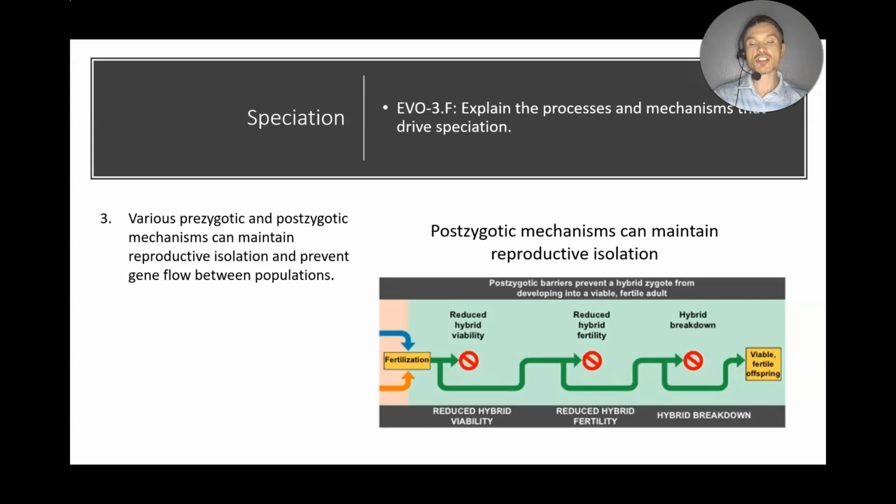If fertilization successfully occurs, we then are focused on the postzygotic mechanisms that can prevent reproductive isolation. These include reduced hybrid viability, reduced hybrid fertility, and lastly, the hybrid breakdown. So these barriers prevent a hybrid zygote from developing into a viable, fertile adult. Remember I talked about those definitions earlier, the idea of a viable, fertile adult.